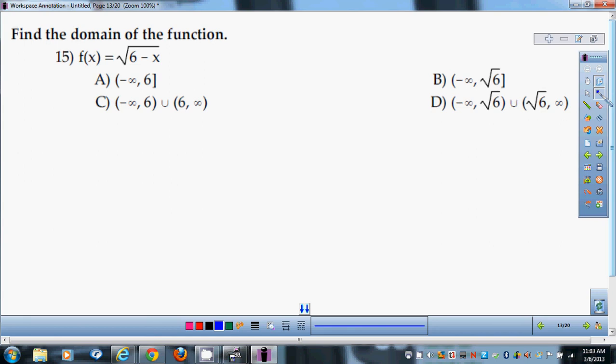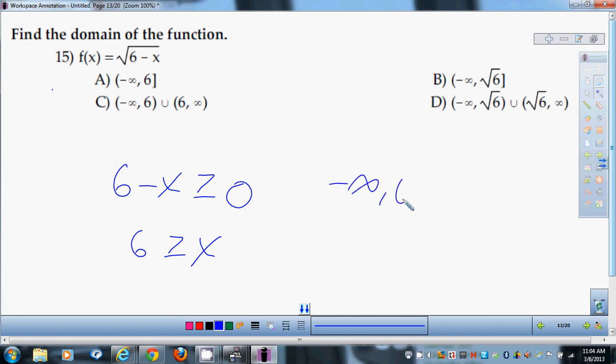Alright, so add the x. So x has to be less than or equal to 6. So negative infinity to 6 with a bracket. So that would be a. Yeah, it can be 0. Now, this was a problem I remember on one of the tests we had that threw a lot of people for a loop. It was 1 over, and then it couldn't be 0 because it would be in the denominator. But you can have a 0 under a radical. That's perfectly legal.